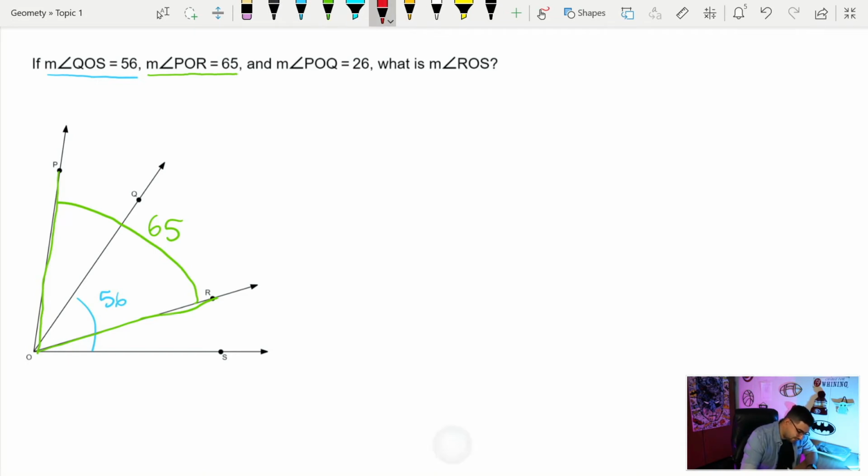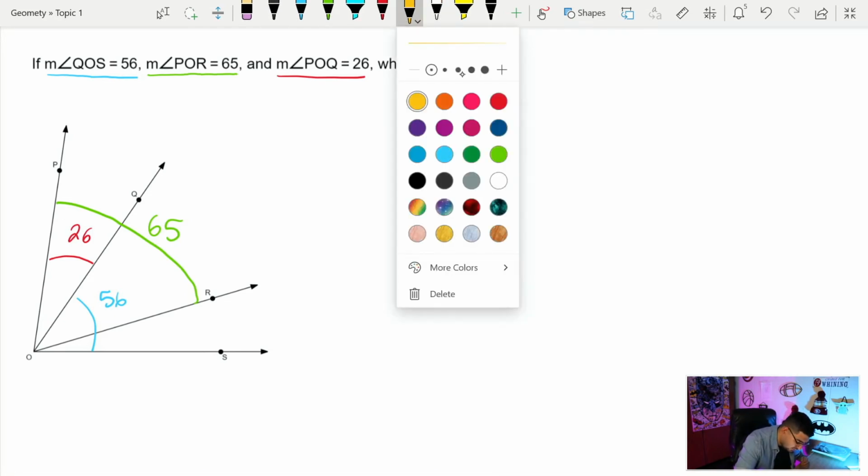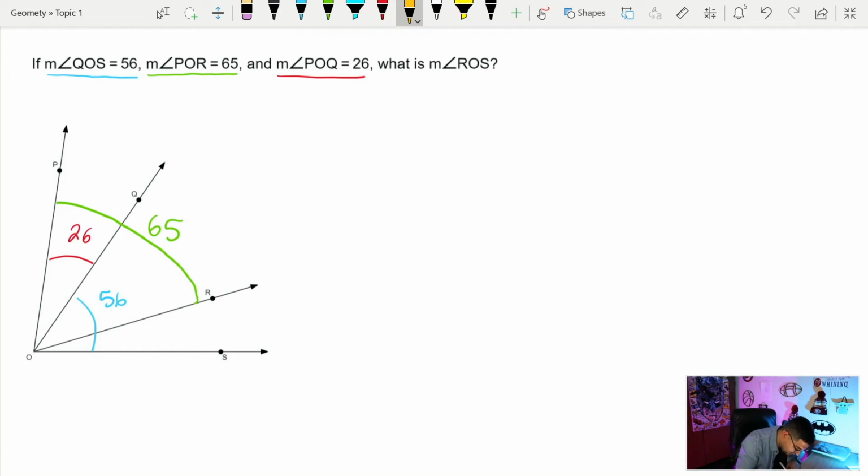And so they give us another angle, the angle POQ, so this smaller angle on the inside. They're saying if this angle is 26, again, I'm going to erase the lines for the other angles. So saying if that angle is 26, then what is the angle of ROS? So what they are looking for is the measurement of this angle, ROS. This is what we're trying to solve.